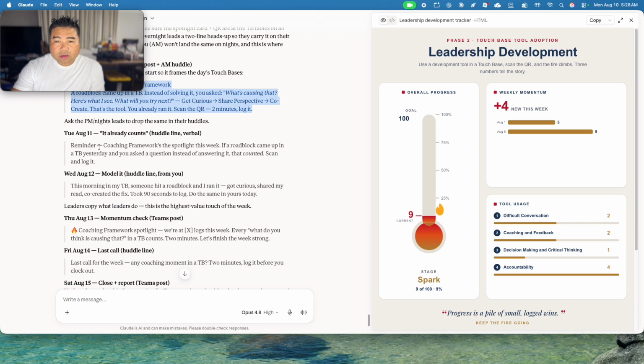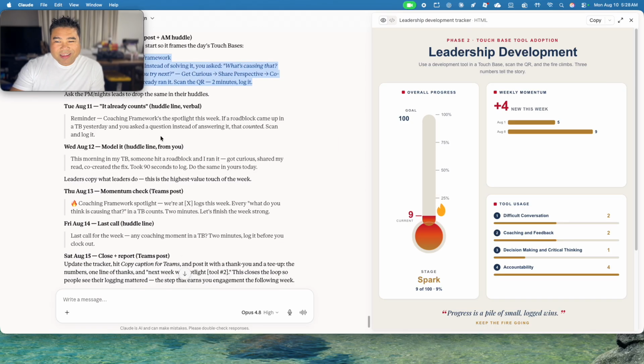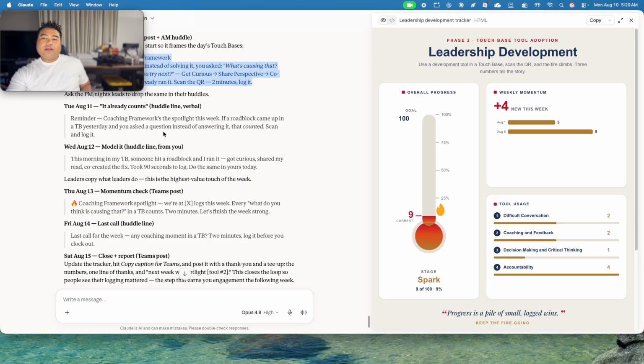Then tomorrow, it already counts huddle line verbal. Reminder: coaching framework is the spotlight this week. If a roadblock came up in touch base and you asked questions instead of answering it, that counted, so scan and log it. Very vague, I get it. You did part of the coaching framework. That's a start. I'm not sure if I want to count that in there, so I'm going to have to revisit that and think a little further. Does doing pieces of the framework count as utilizing the framework? You can argue it one way or the other.